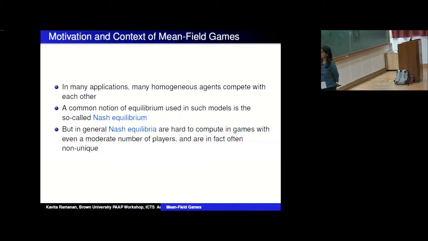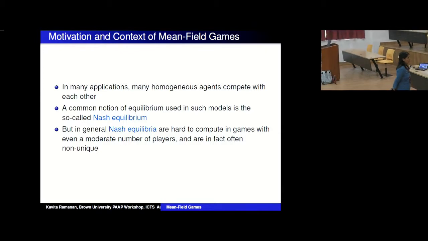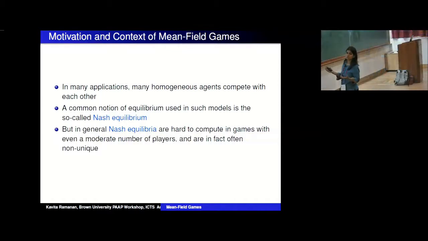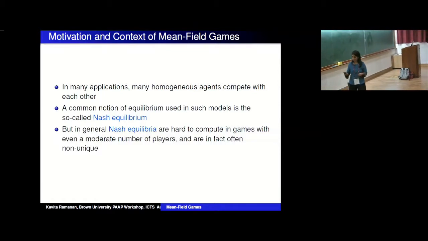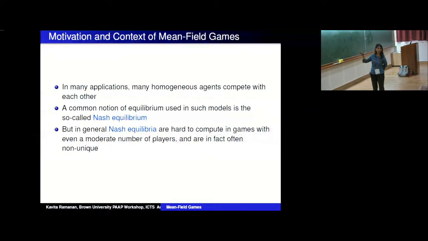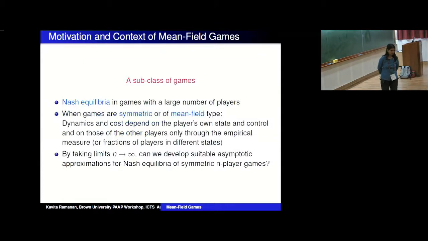I'm not going to talk about that. Also, in general, Nash equilibria are not unique, even when you have a moderate number of players. So what do you do to try to understand what these systems would look like? Maybe somewhat counterintuitively, you look at the case when the number of players is large. There's a subclass of games where you can say something a little bit more. Like I told you, it's computationally intractable in many cases, and you can show that it's NP hard to even approximate in the general case.